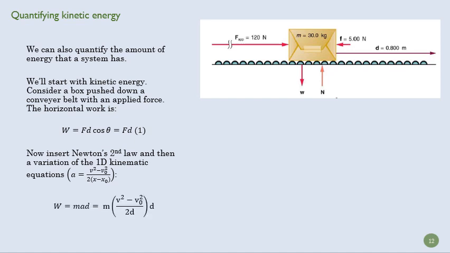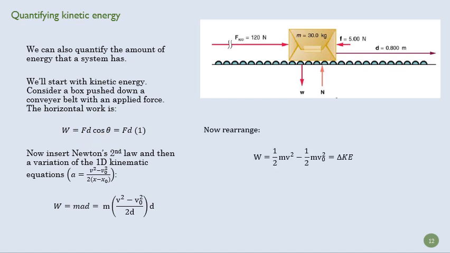We're going to take work here. Newton's second law says force is equal to ma, right? So we put in that ma here. So work is equal to m a d. And then we're going to take this acceleration definition in 1D and stick it in here. Okay, so basically we have three equations that we've learned so far, and we're combining them.